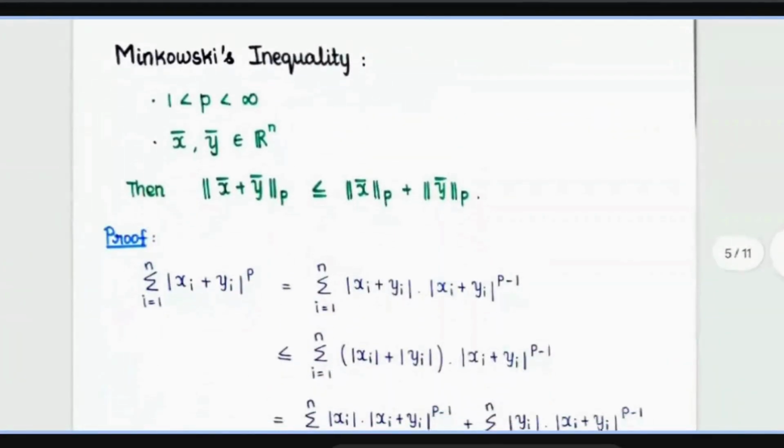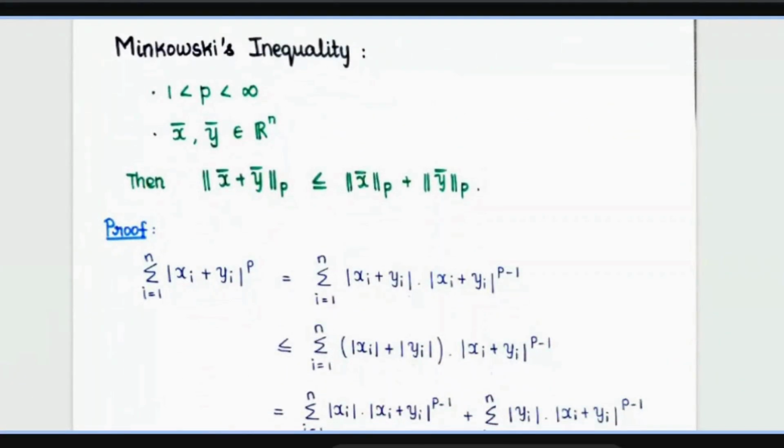Now let's prove the triangular inequality for this case, 1 less than p less than infinity. We call it the Minkowski inequality.